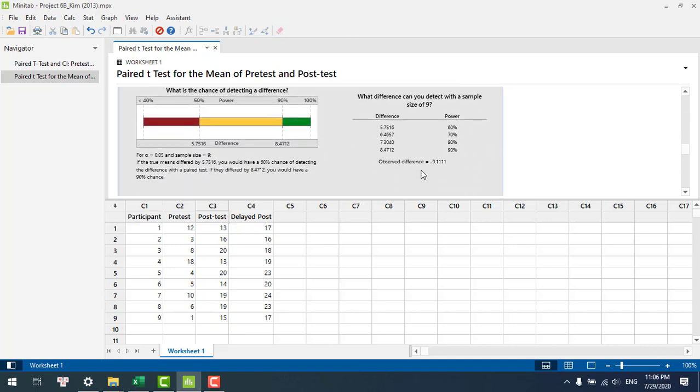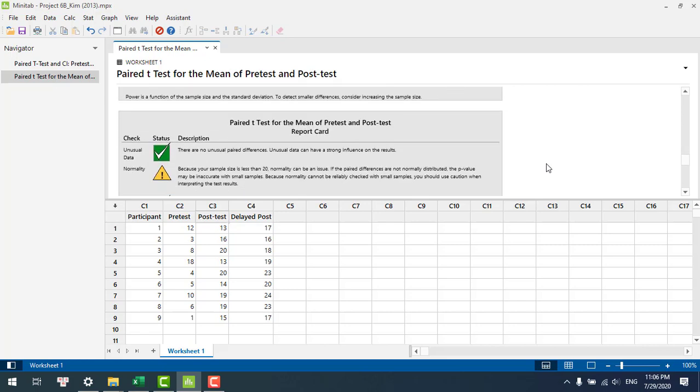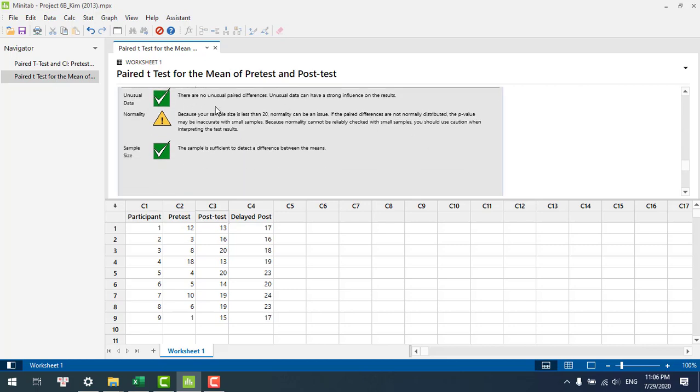Here we have an observed difference of minus 9.111. So we are in the green area, so that means that we have a very strong difference between the two. Okay, so that's good. We have a strong difference between the two. And here it says there are no unusual paired differences. Unusual data can have a strong influence on the results, no problem.